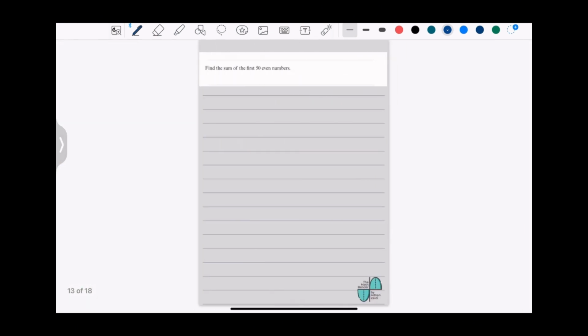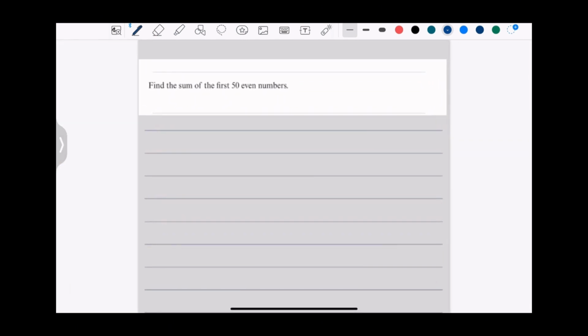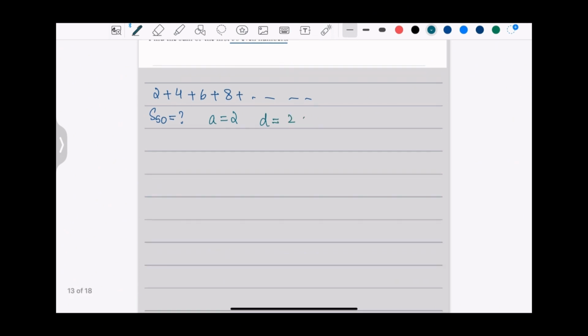Let's move on to past paper questions. You have to find the sum of the first 50 even numbers. So which means 2 plus 4 plus 6 plus 8 and so on until n is equal to 50. So I need to find the sum of 50 terms. The first term is 2 and the difference here is as well 2.